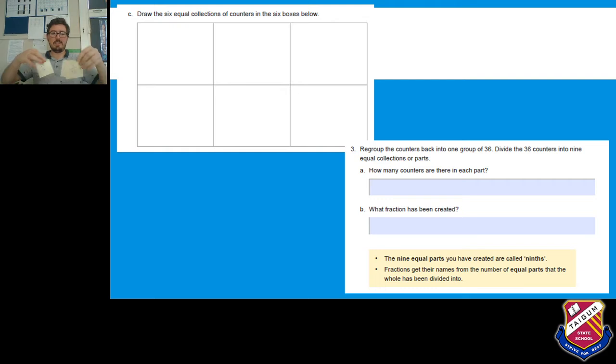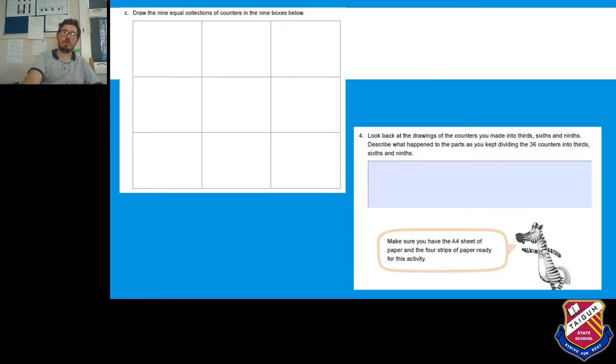Fantastic. So you notice that as we divide into more parts, our numerator starts to get smaller and our denominator stays the same. Now, the smaller the numerator in comparison to the denominator, the smaller the fraction is getting. So as you can see here, there are less in each part now. So this fraction is what we call ninths, which is 9 equal parts. So draw 9 equal parts in C. Pause the video and off you go.